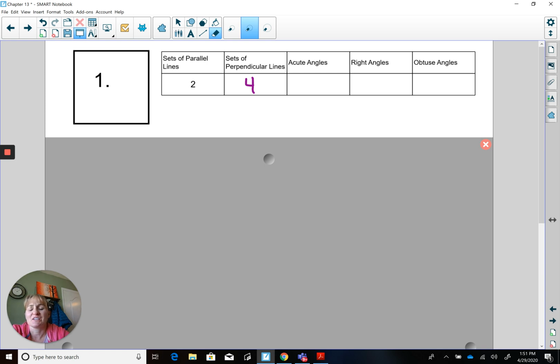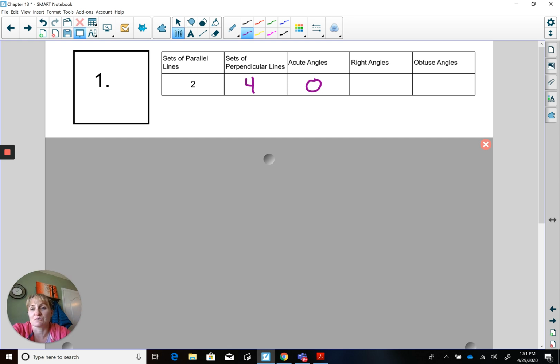I hope you're shaking your head going, none. There are no acute angles in a perfect square. So on that box, we do need to say 0. Don't just leave it blank, otherwise your teacher's going to go, do they know it or do they not know it? 0 is a number, so put it in there.